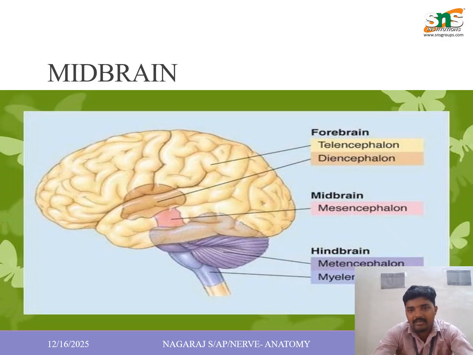So the forebrain, midbrain, and hindbrain. The forebrain is the telencephalon and diencephalon. The midbrain is the mesencephalon. The hindbrain is the metencephalon and myelencephalon. These are the structures of the underlying layer.